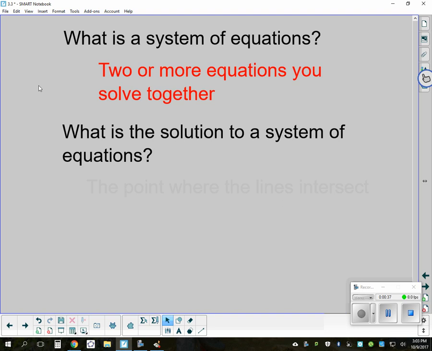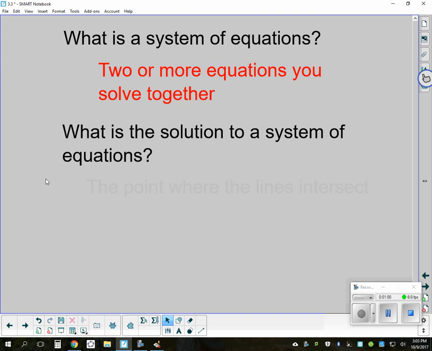In the last section, we were working with systems of inequalities. It was two or more inequalities that are solved together. We generally only do two of these, but it is possible to have more. In Algebra 2, you'll get into systems with three, either equations or inequalities, but in Algebra 1, we mainly stick with two. However, by definition, you could have more.